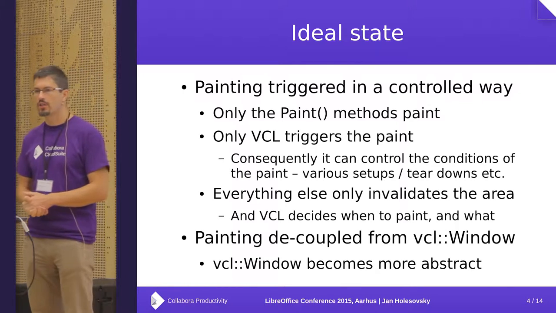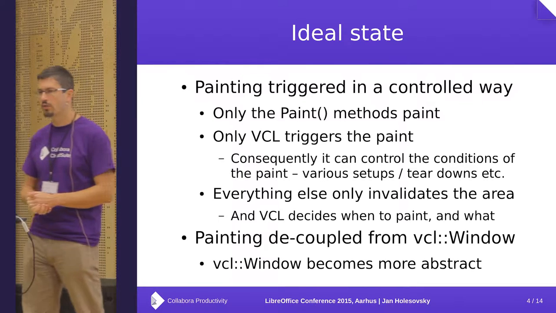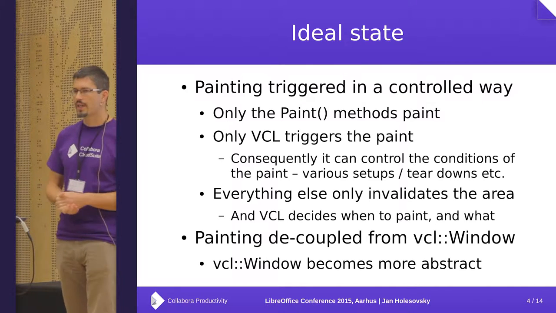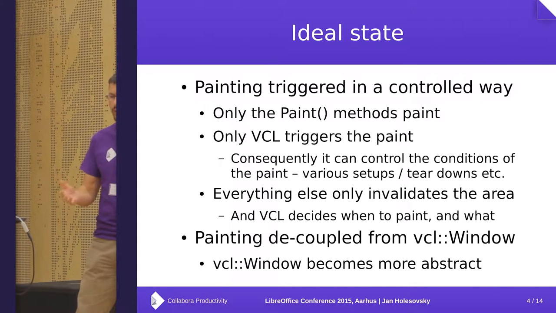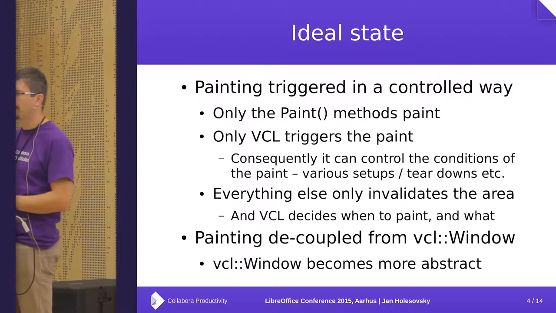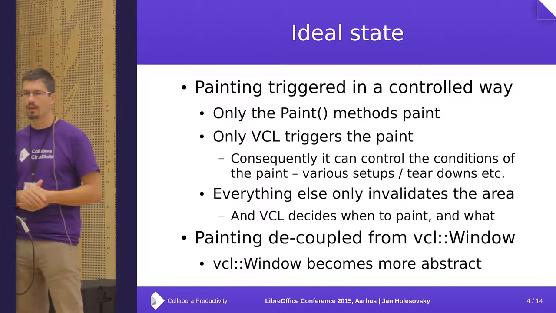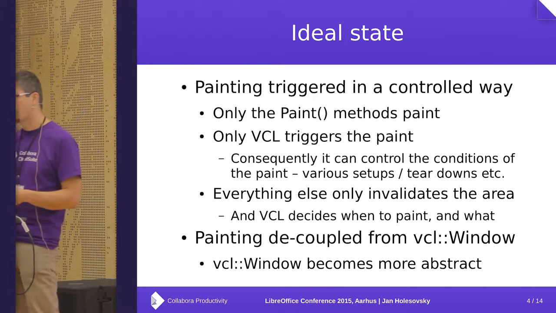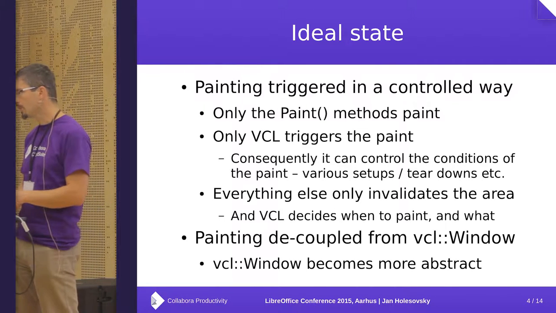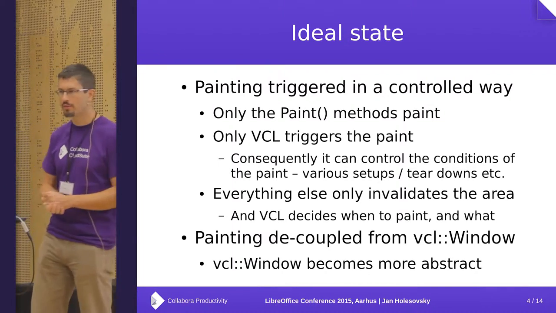To be able to do that, we have to avoid direct painting. So we have to only invalidate the area and leave it up to VCL to find the correct time for triggering the paint itself. Based on that, VCL decides what to paint, where, whether to paint a bigger or smaller area, and everything. And in the ideal state, we would like to decouple the actual painting from the VCL window, so that it wouldn't be possible to call drawing directly on the window. In that case, the VCL window would become a bit more abstract, but on the other hand, it would allow us to discourage people very intensely from trying to draw directly.